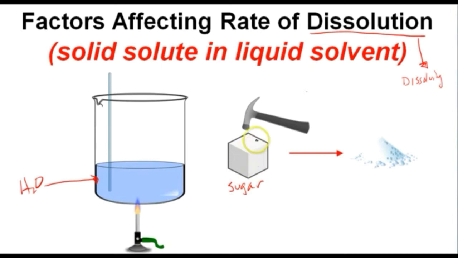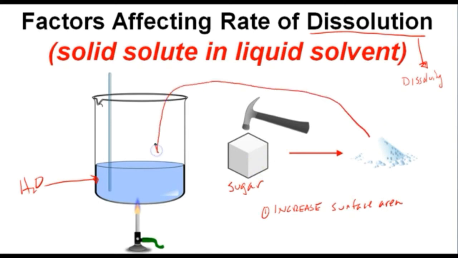What I can do is I can take a hammer to this sugar cube here. I can smash it all up into this pile right here. And basically what I've done is I've increased the surface area. So the first thing I could do is increase the surface area of the sugar, and now if I dump it in this beaker right here, it's going to have a lot better ability to dissolve in this water, right?